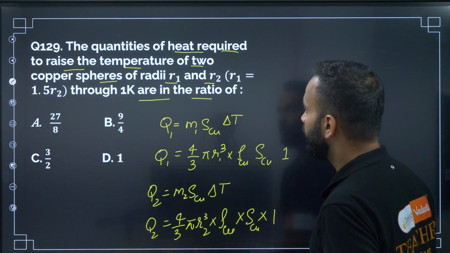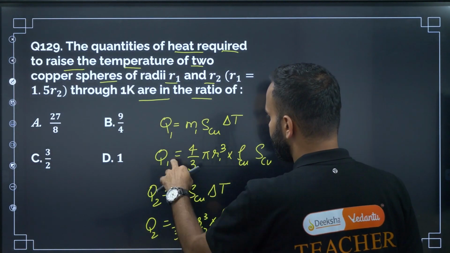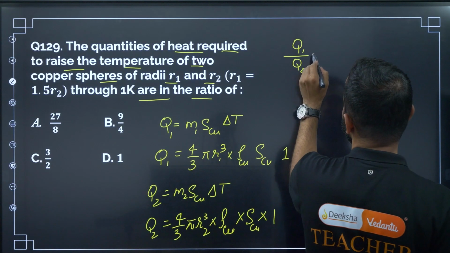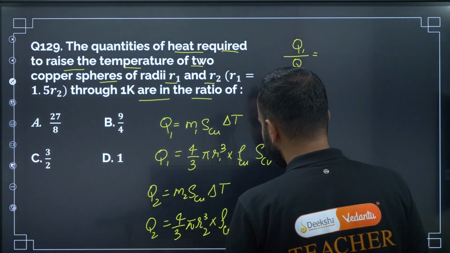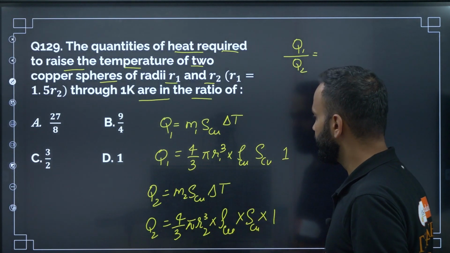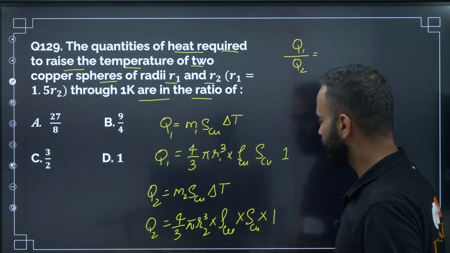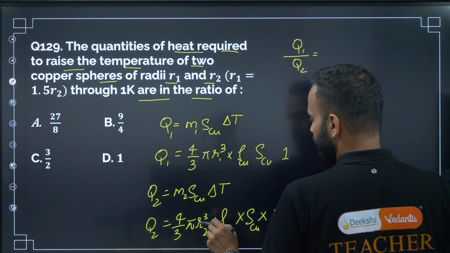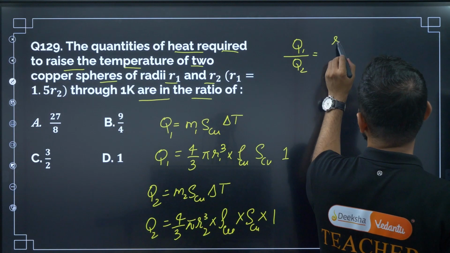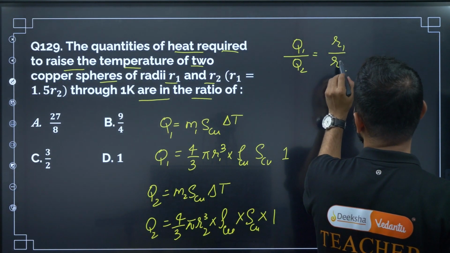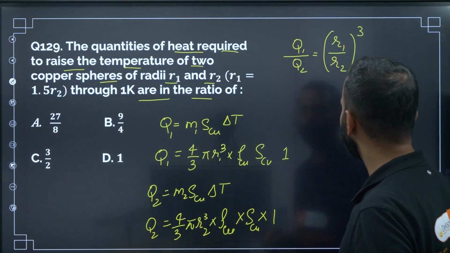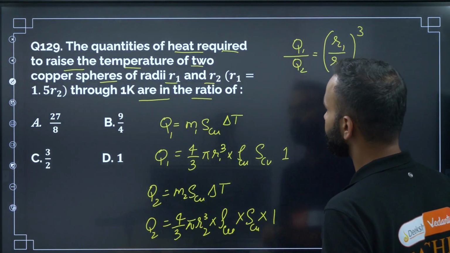Okay. So now I need to take the ratio of Q1 and Q2. So Q1 divided by Q2 is equal to, see here, rho Cu, SCu will get cancelled, right? And 4 by 3 pi, 4 by 3 pi will also get cancelled. So now this will be R1 divided by R2 cube, right? R1 divided by R2 cube.